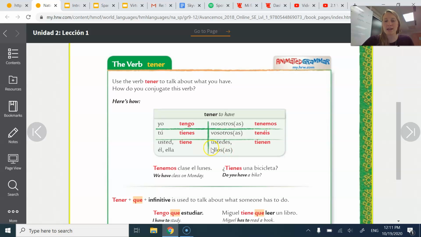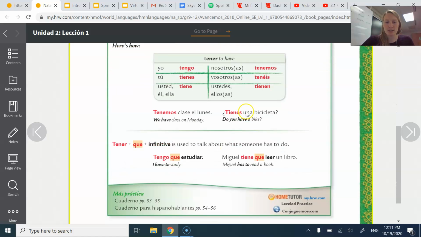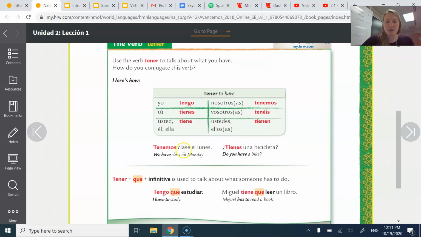Remember, ellos is they with at least one male. Ellas is they with all females. Same with vosotros and nosotros. So tenemos clase el lunes. That means we have class on Monday.